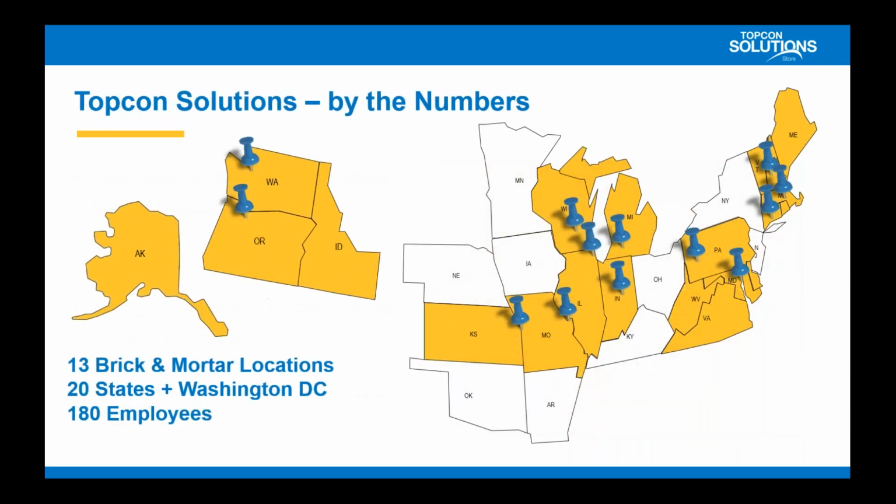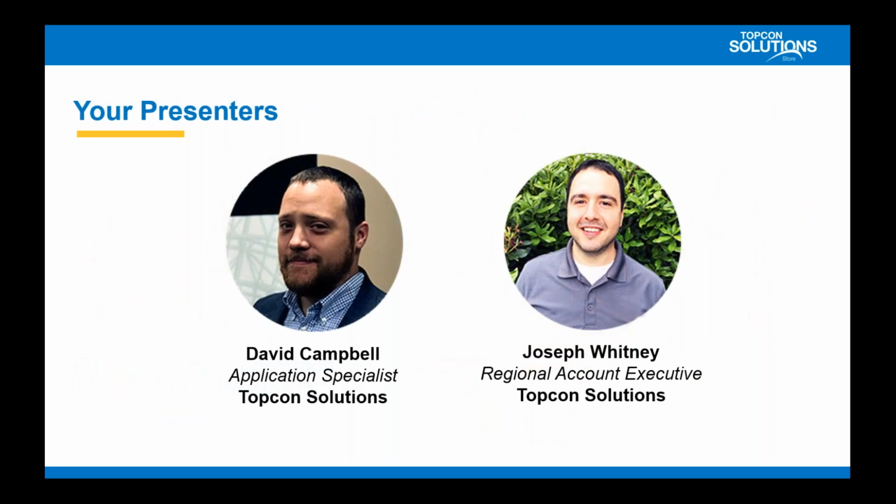So with that, we have 13 locations. We operate in many states and cities, but our brick and mortar locations are in 13 specific locations. We cover 20 states plus Washington, D.C. Our division has about 180 employees in it, always growing and expanding. Hopefully, one day we'll have the whole U.S. map, and beyond that, the world, right? But you can go into any one of these locations and chat with local professionals.